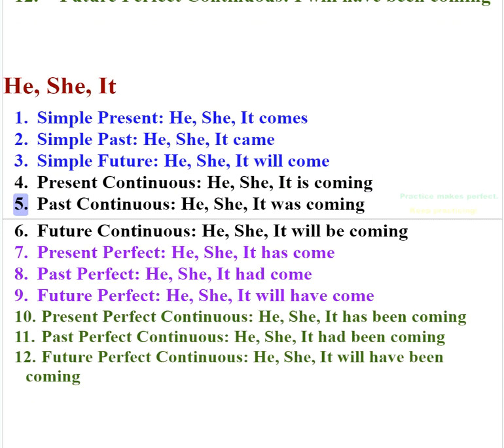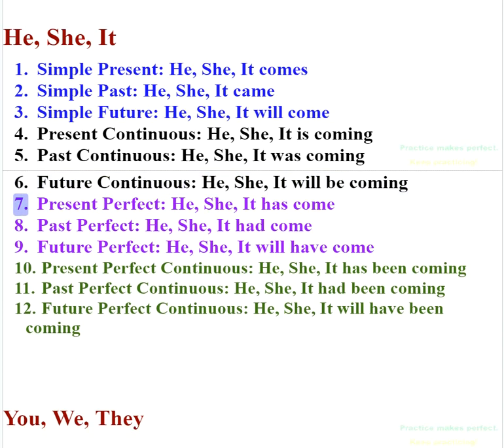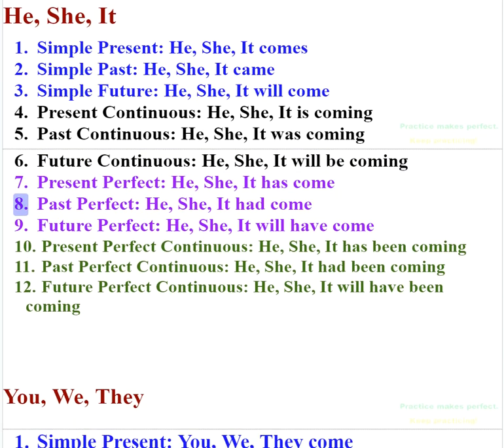5. Past continuous, he, she, it was coming. 6. Future continuous, he, she, it will be coming. 7. Present perfect, he, she, it has come. 8. Past perfect, he, she, it had come.